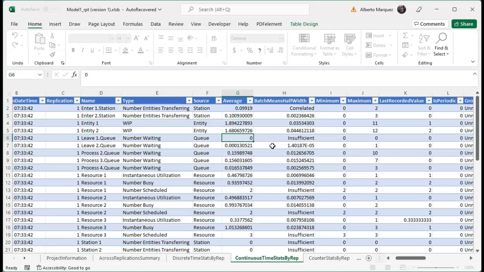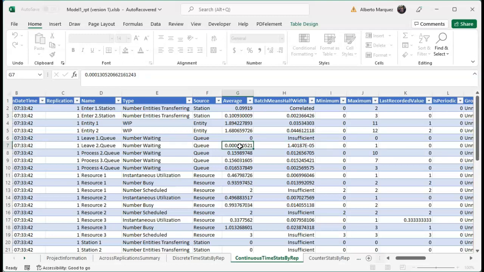This counts the number of entities waiting on average. At leave 1, there was none, and it says insufficient as opposed to uncorrelated, and it's supposed to correlate. What this means is simply that the time spent in there, as I mentioned, was 0, and because the time spent there was 0, there is no way to compute per unit of time. In other words, there was no time spent there at all.